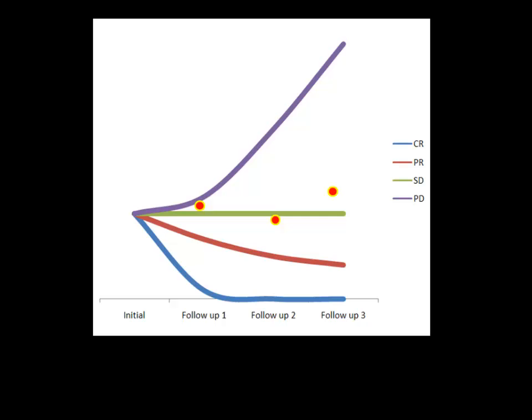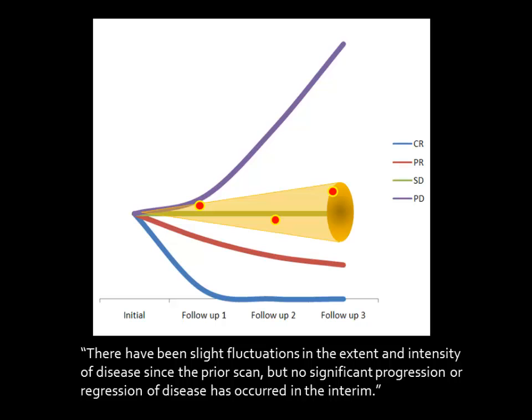What's happening in this case is that we're kind of bouncing up and down above that mean value. So it's important to remember that stable disease can in fact be a cone. It doesn't imply that the disease is exactly the same from time to time. We can have a little bit of fluctuation due to these variable parameters in PET scanning. So here's a phrase that I use fairly frequently in our patients with advanced disease. There have been slight fluctuations in the extent and intensity of disease since the prior examination, but no significant progression or regression of disease has occurred in the interim.